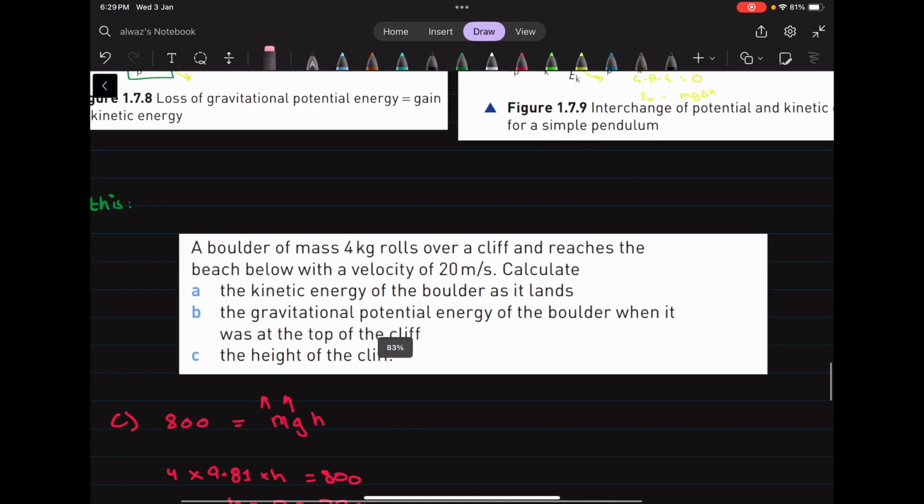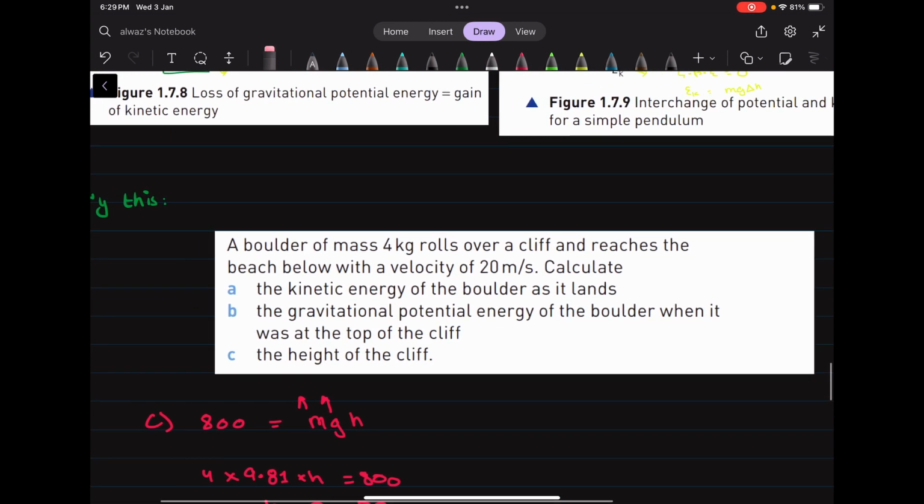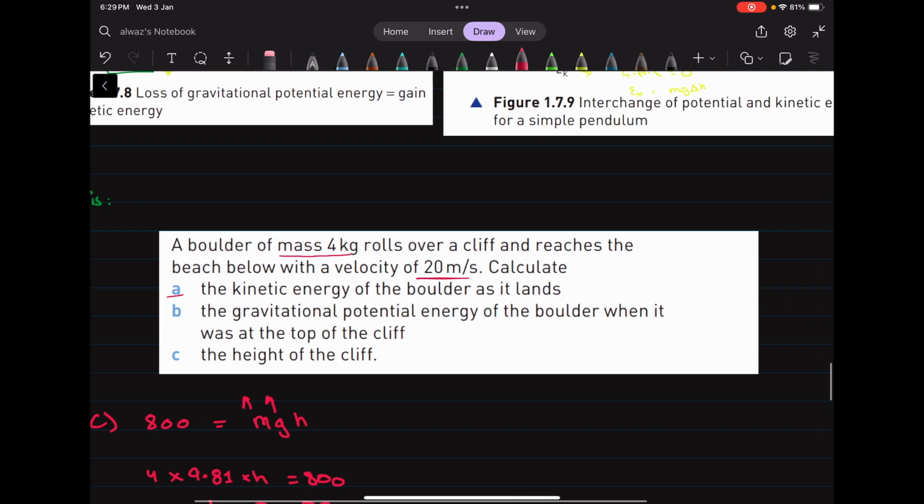So it says that a boulder of mass 4 kg, masses are always very important, so we must underline them. Mass 4 kg rolls over a cliff and reaches a beach below with a velocity of 20 meters per second. Calculate the kinetic energy of the boulder as it lands. This is the A part. Okay, so let's start with the A part.